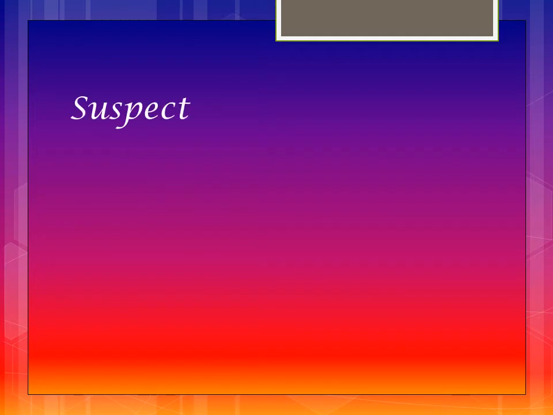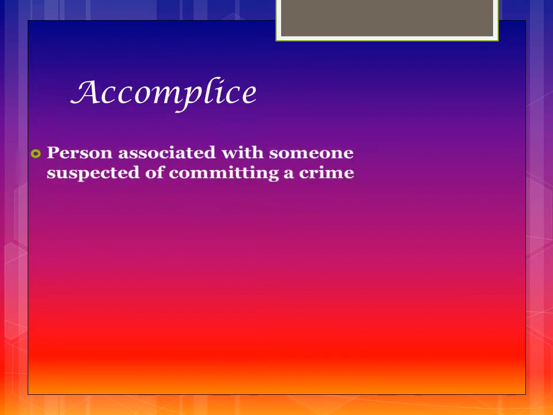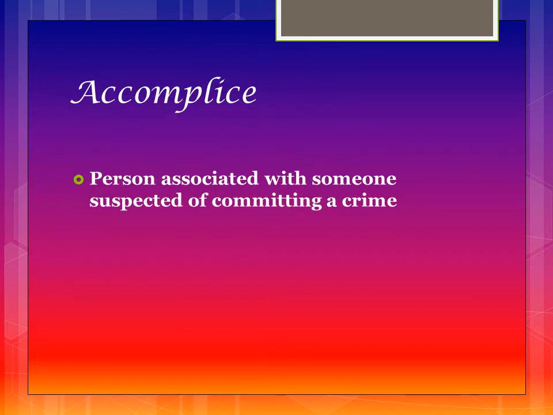So who is a suspect? The person thought to be capable of committing a crime is known as a suspect. So who is known as an accomplice? The person associated with someone suspected of committing a crime is known as accomplice.